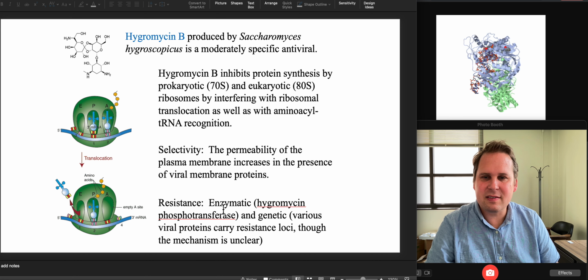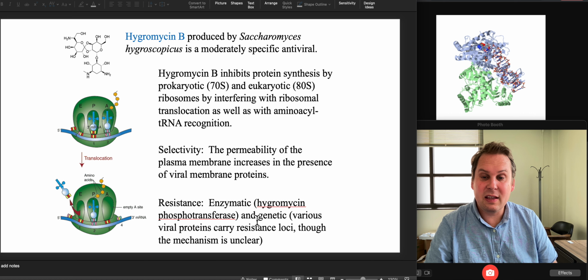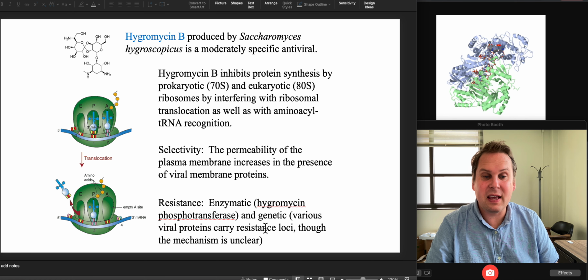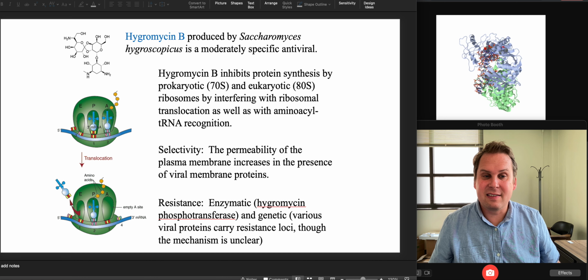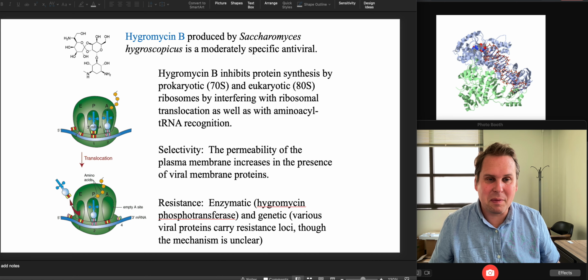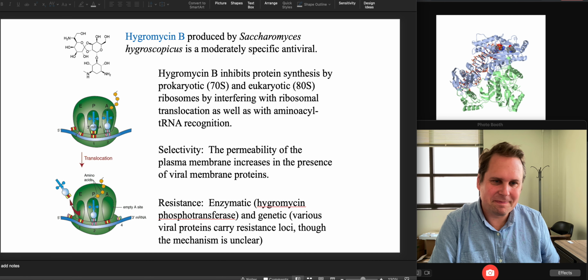And so resistance is at the level of, some bacteria will encode a gene that actually breaks down the hygromycin, so that's neat. But eukaryotes don't do that, and viruses don't do that. You can get genetic resistance that we don't fully understand, but it's probably the virus changing in a way that does not affect the permeability of the cell quite as much. And this is probably something that the virus can change without any real loss of fitness, since this was just a side effect of virus replication, rather than something the virus has to do in order to make a living.